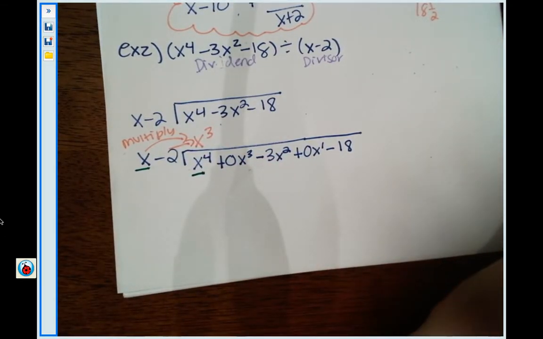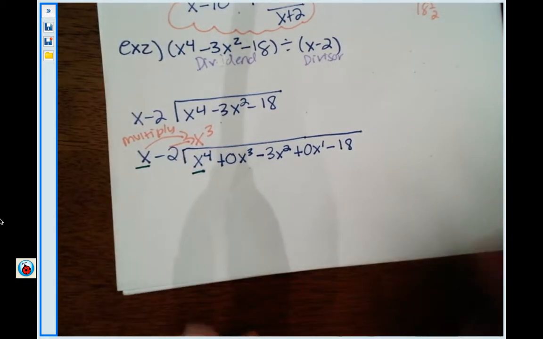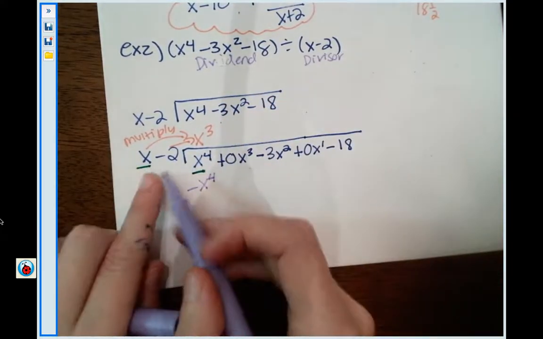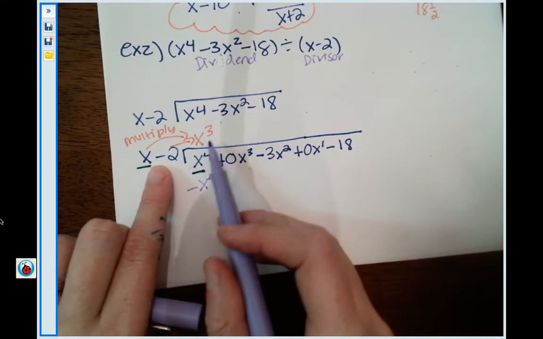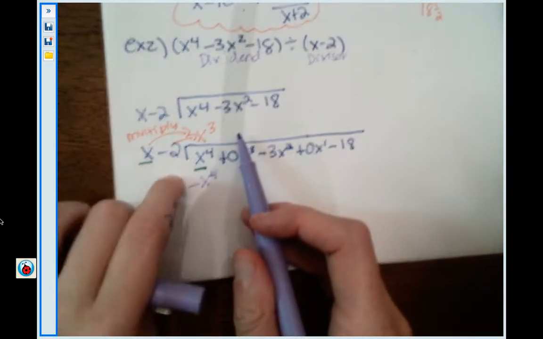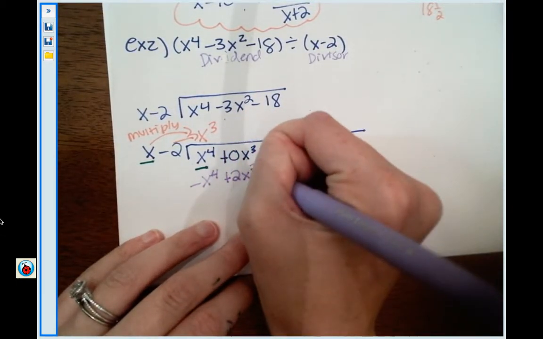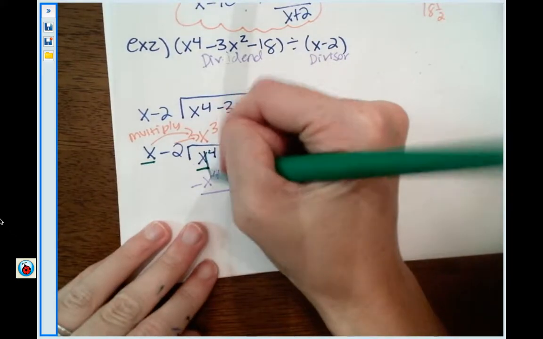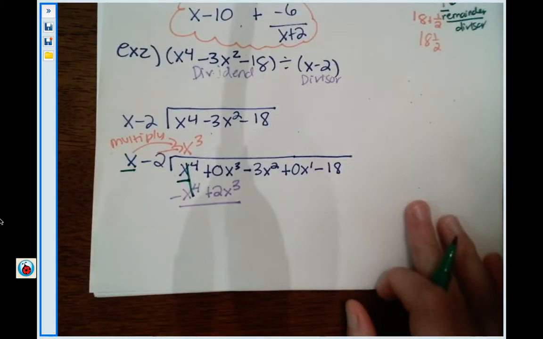Okay, let's get this show on the road. X times x to the 3rd is x to the 4th, but I'm going to do the opposite of that down here, which is negative x to the 4th. Then I multiply the second number to that. Negative 2 times x to the 3rd is negative 2x to the 3rd, but I do the opposite down here, which is positive 2x to the 3rd. All right, we're going to add down. So negative x to the 4th minus x to the 4th, they cancel out, which if you guys notice, the first term should always cancel out.